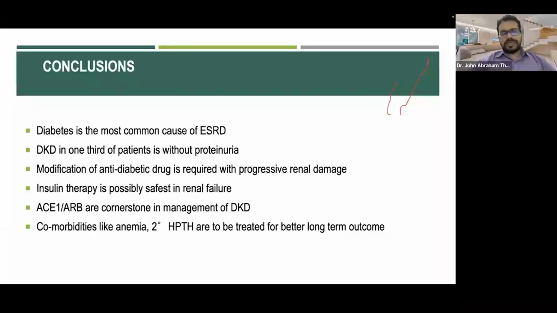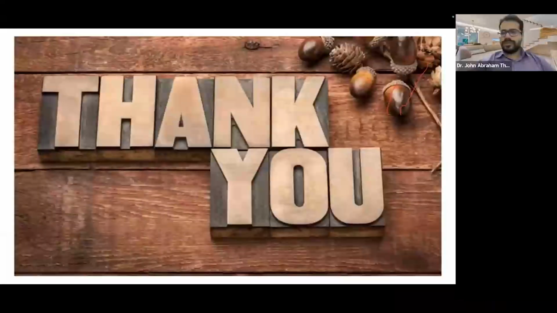So to conclude, diabetes is the most common cause of end-stage renal disease. In DKD, one third of the patients are without proteinuria. Modification of anti-diabetic drugs is required with progressive renal damage. Insulin therapy is possibly safest in renal failure. ACE inhibitors or ARBs are the cornerstone in the management of hemodynamic alterations in the pathogenesis of DKD. Comorbidities like anemia and secondary hyperparathyroidism are to be treated for better long-term outcome. Thank you.